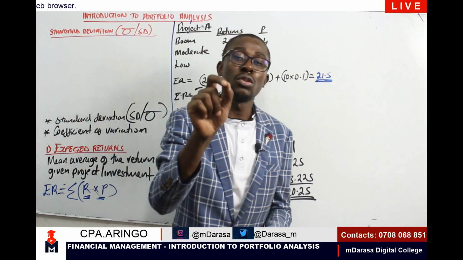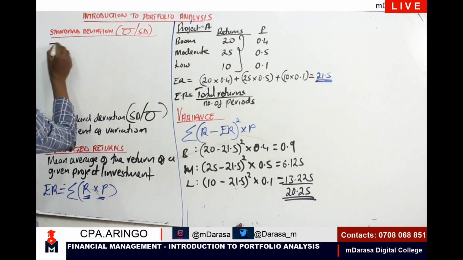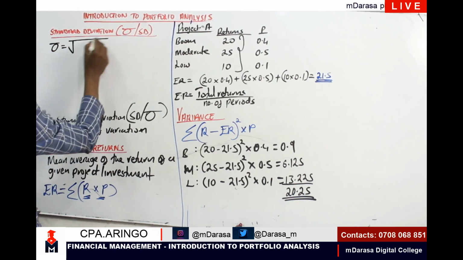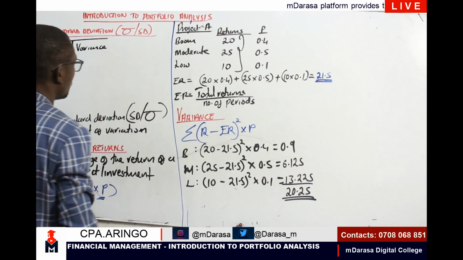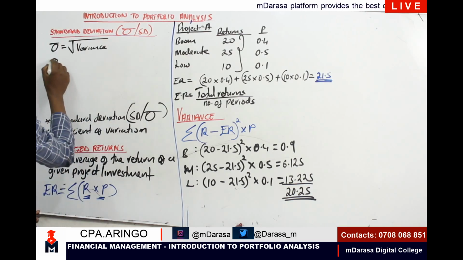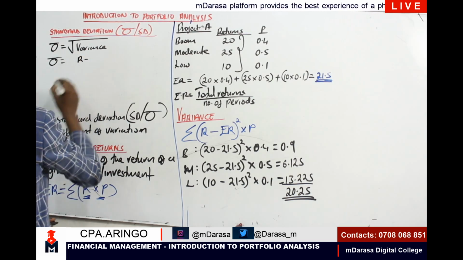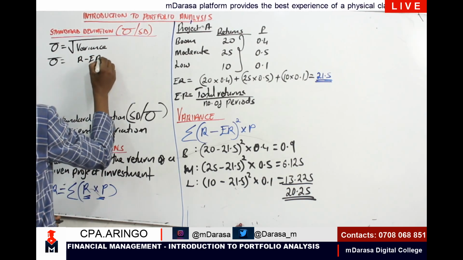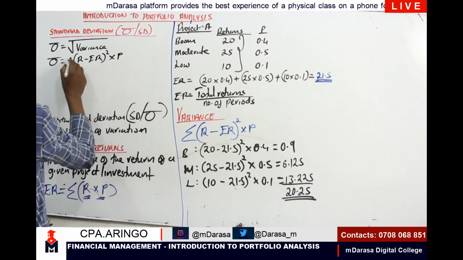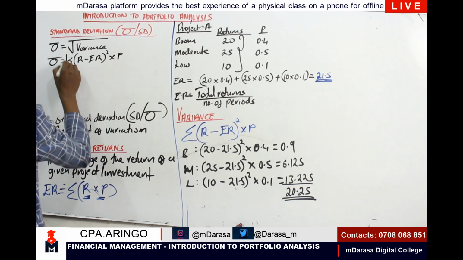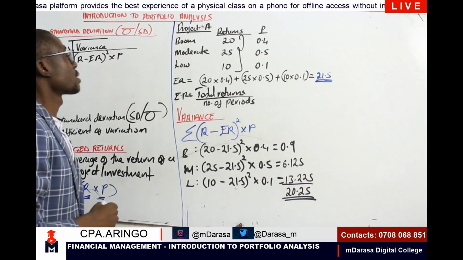And for us to determine our standard deviation, we normally tend to take the square root of the variance. In other words, it's as if you're saying that our standard deviation will be equal to our return actual minus the expected returns. We square that one times probability. Then summation you should not forget, so that we incorporate our square root. That will give us what is known as what?